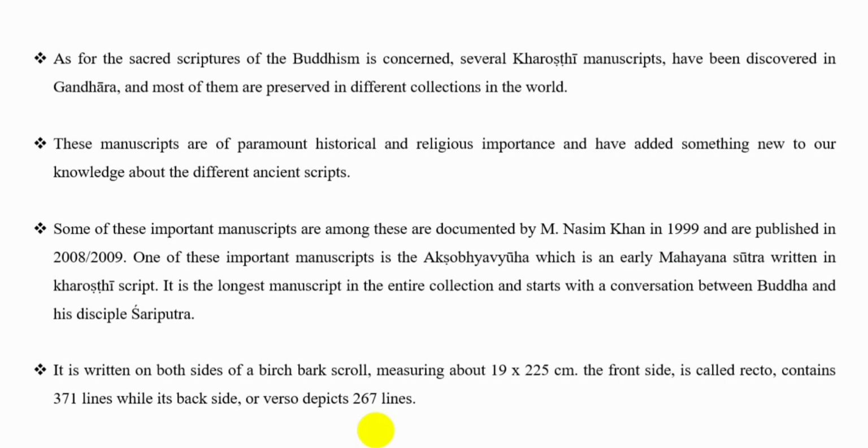It is the longest manuscript in the entire collection and starts with a conversation between Buddha and his disciple Shariputra. It is written on both sides of a birch bark scroll measuring about 19 by 225 centimeters. The front side, called recto, contains 371 lines, while its back side, or verso, depicts 267 lines.